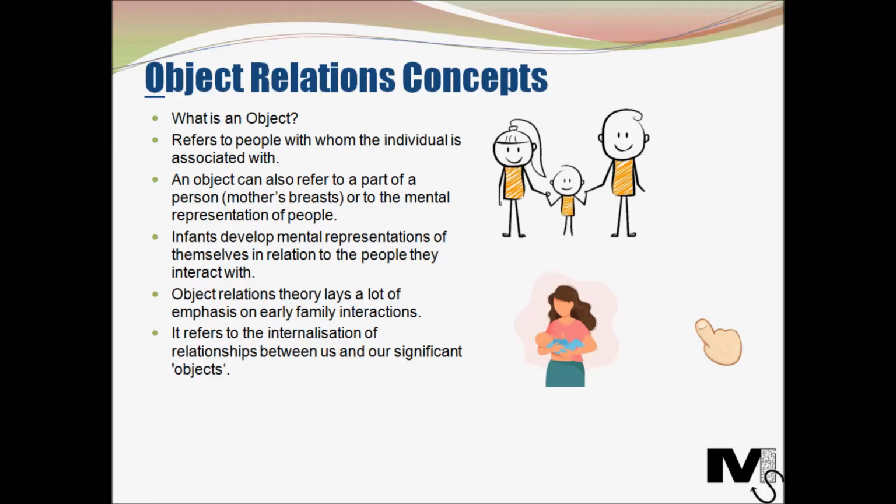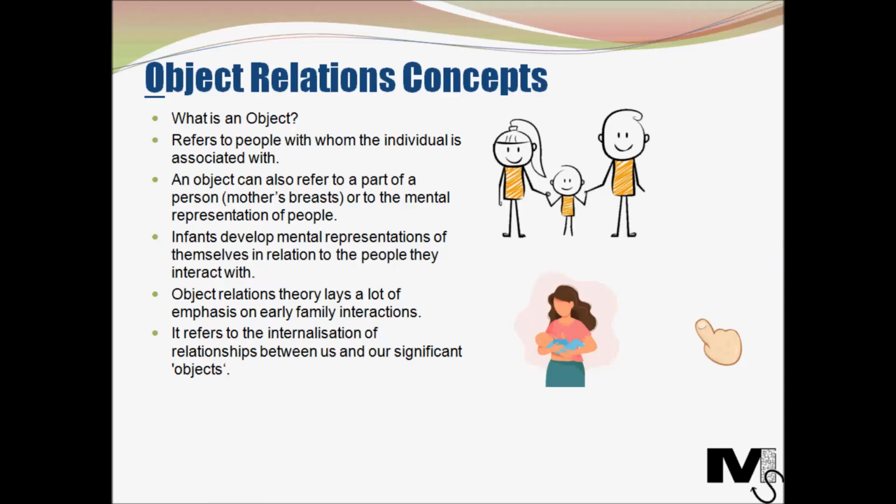This is because infants are incapable of immediately recognizing people as people. They develop mental representations of people depending on their repeated interactions or experiences with them. It is important to note that infants also develop mental representations of themselves in relation to the people they interact with. These mental representations influence their interpersonal relationships as adults.